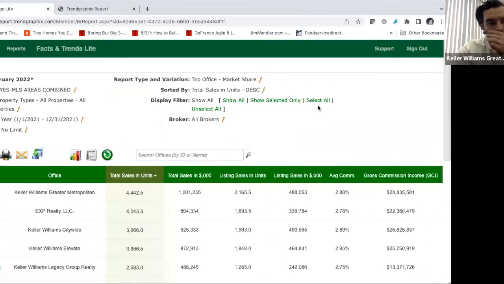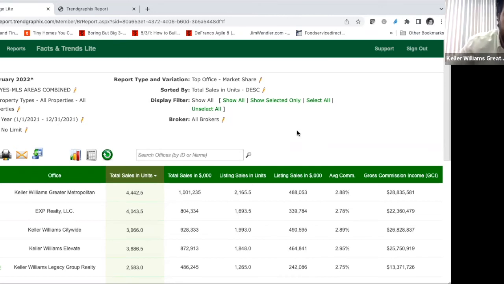You can see here, this is going to provide statistics on all the offices in Northeast Ohio, all the offices in our MLS. So when we say we're the #1 office in the MLS, this is where we get that data from.